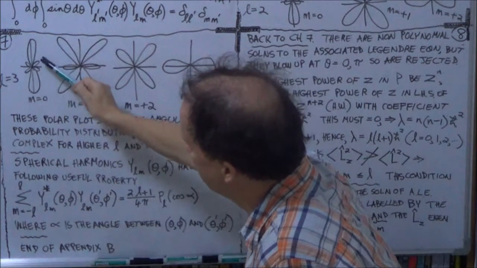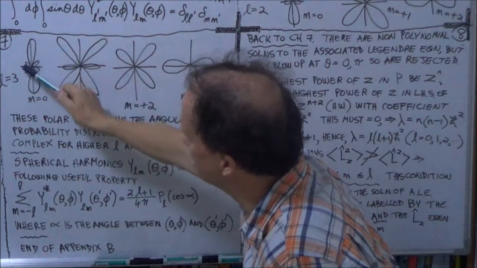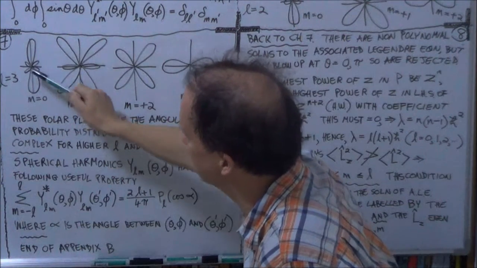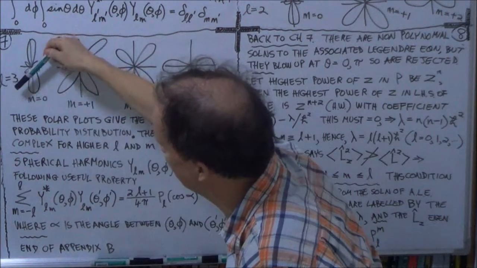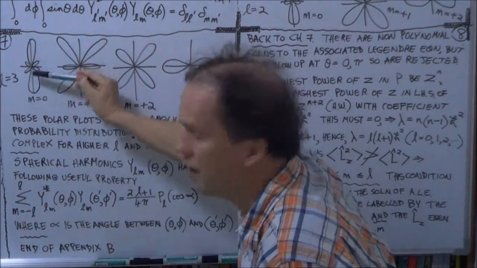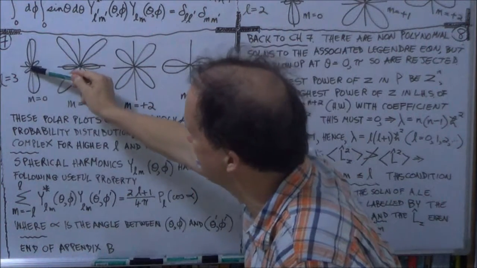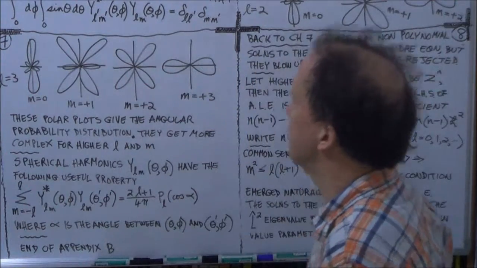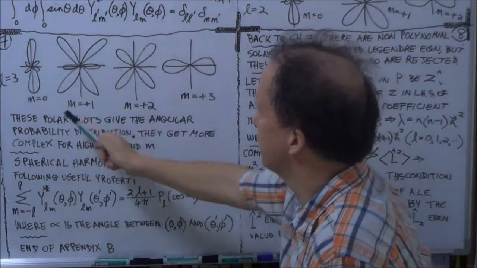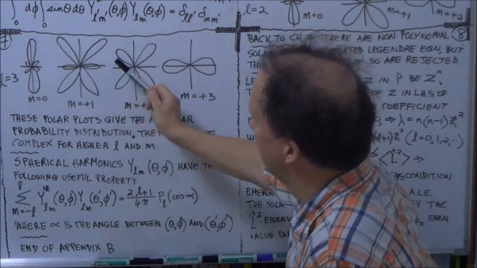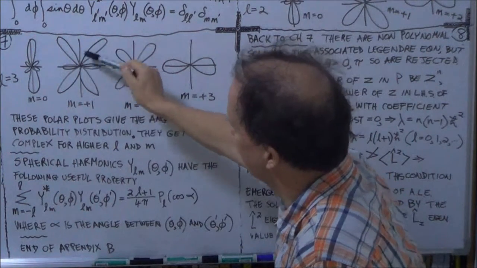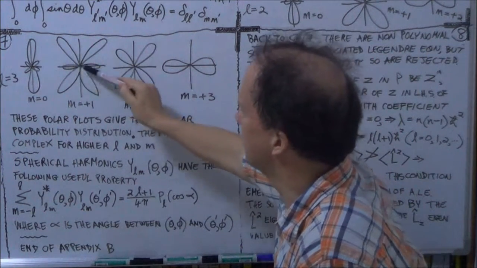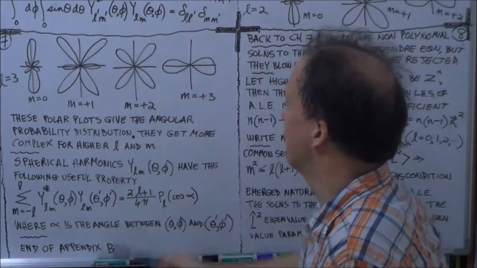So look what's happening. You're getting these mini lobes now, but two sets of them, like a figure of 8 that way and a figure of 8 that way, or if you like a mini 4-leaf clover in the middle here, and two larger lobes. And for L equals 3, M equals plus 1, you get a larger 4-leaf clover and two smaller lobes of this kind.